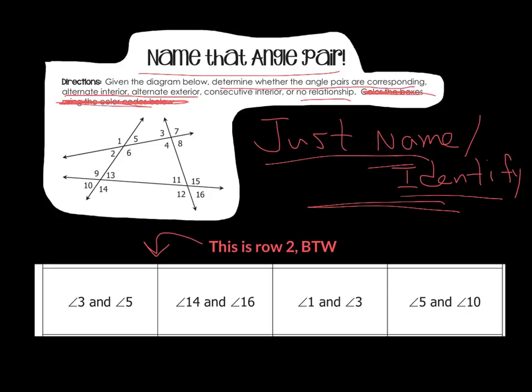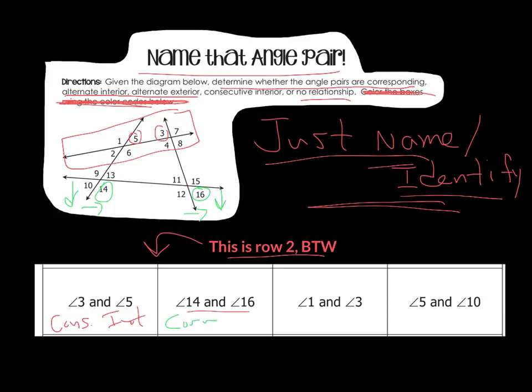In the second row, you'll notice you have angles 3 and 5. I'm focused on this transversal right here. They're going to be consecutive interior. 14 and 16, take a look. Here's 14, here's 16. They're both below the transversal and to the right of their respective lines. Those are corresponding.